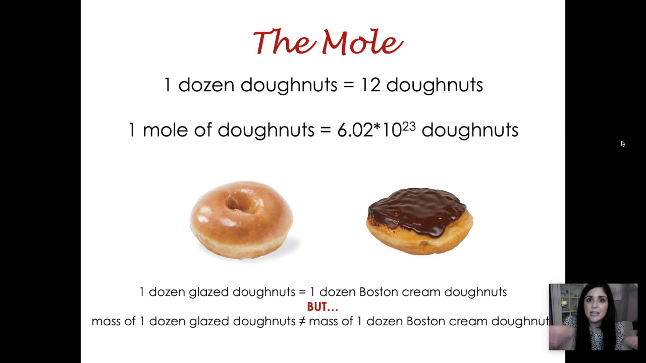Why? Because a glazed donut and a Boston cream filled donut aren't made up of the same things. A Boston cream filled donut has that creamy center with the chocolate on top. A glazed donut doesn't even have a center, right? And usually it's a lot fluffier. So same number of each of them, but a different mass. And elements are the same way. You can have the same number of atoms of 2 elements, but they're going to have different masses, and that's because they are different elements. They all have a different number of protons, neutrons, and electrons.